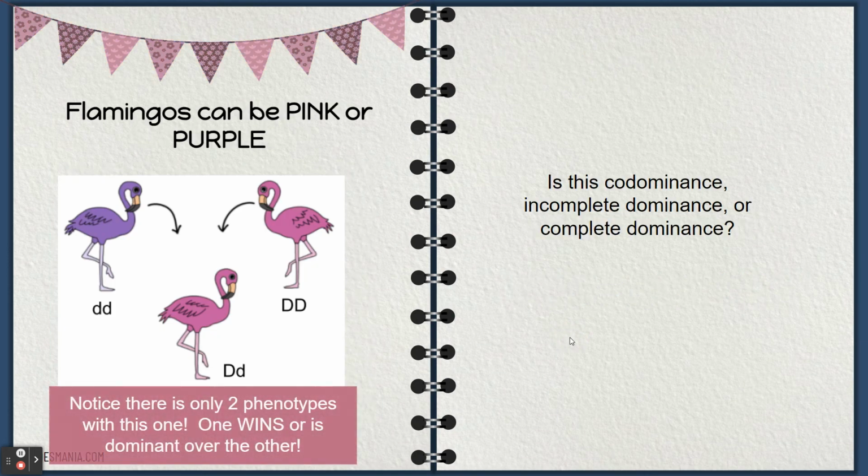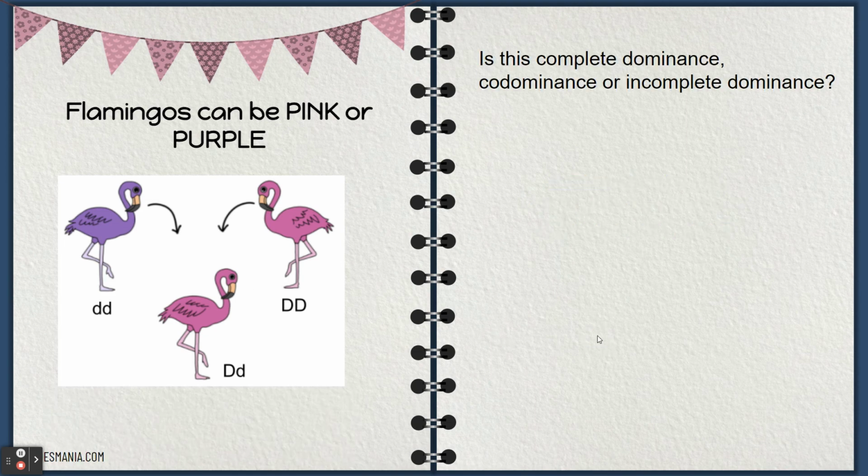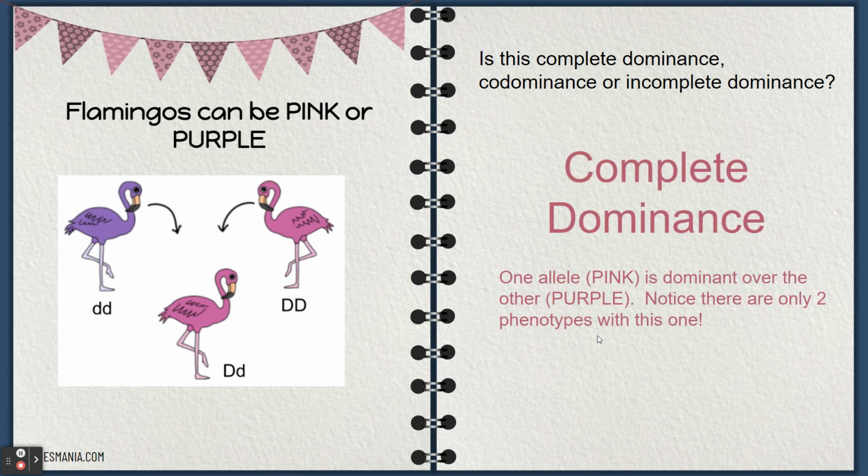All right, if you answered that this was codominance because both showed up, the red and the blue, you were correct. Try this question. Flamingos can be pink or purple. So when I cross the pink with the purple flamingo, the babies are pink. There are only two phenotypes here. So is this codominance, incomplete dominance, or what Mendel told us about complete dominance? All right, this is an example of complete dominance. Notice that one was completely dominant over the other. So there are only two phenotypes, pink and purple. One wins when they're blended together in that heterozygous.